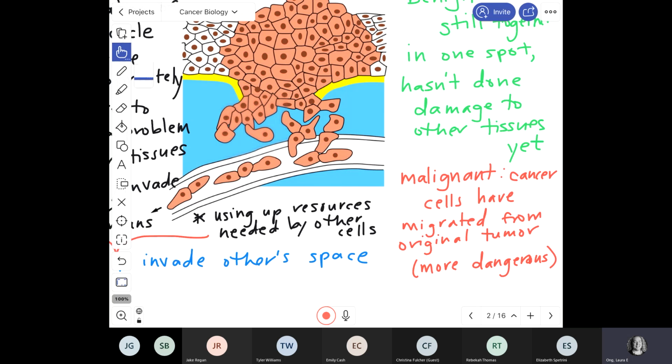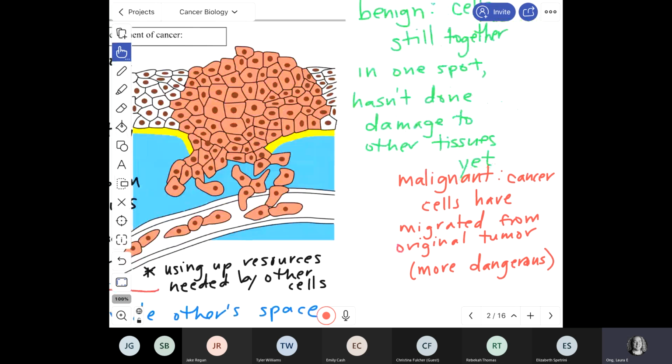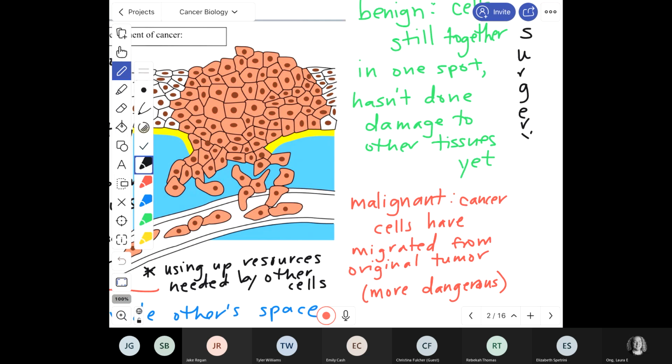These definitions also have to do with knowing what treatment options people may have. So if a tumor is benign, it could be removed just through surgery. Possibly, depending on what type of tumor it was, you could do surgery and you could do radiation, because it's just the one spot where the tumor was.